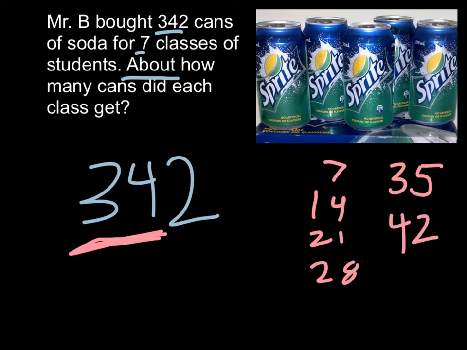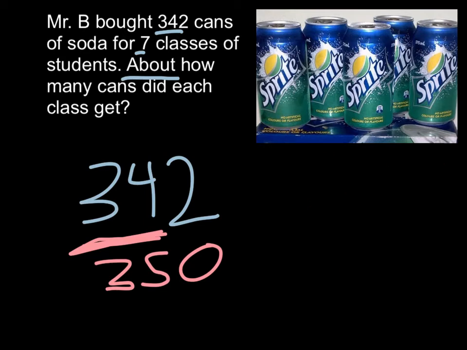Now I'm going to look at this and see what's closest. 7 is very far away from 34. 14 is very far away from 34, so is 21, so is 28. 35 is pretty close. 42 is closer than some of these other ones, but it's too far off. So I would simply turn 34 into 35, and then I would just change that 2 into a 0. 350 is very close to 342.